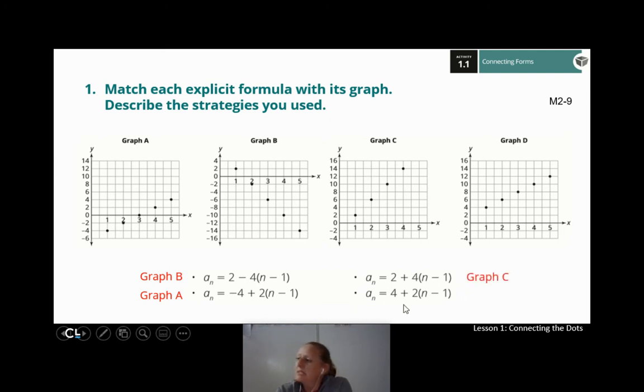And my last explicit arithmetic formula, a sub n equals 4 plus 2 times n minus 1. I have a first term of 4, and if I look, oh, graph D, it's the only one with a first term of 4, so I'll start with that one. And then, of course, I can see we're adding 2 each time, which is good because my common difference is +2.